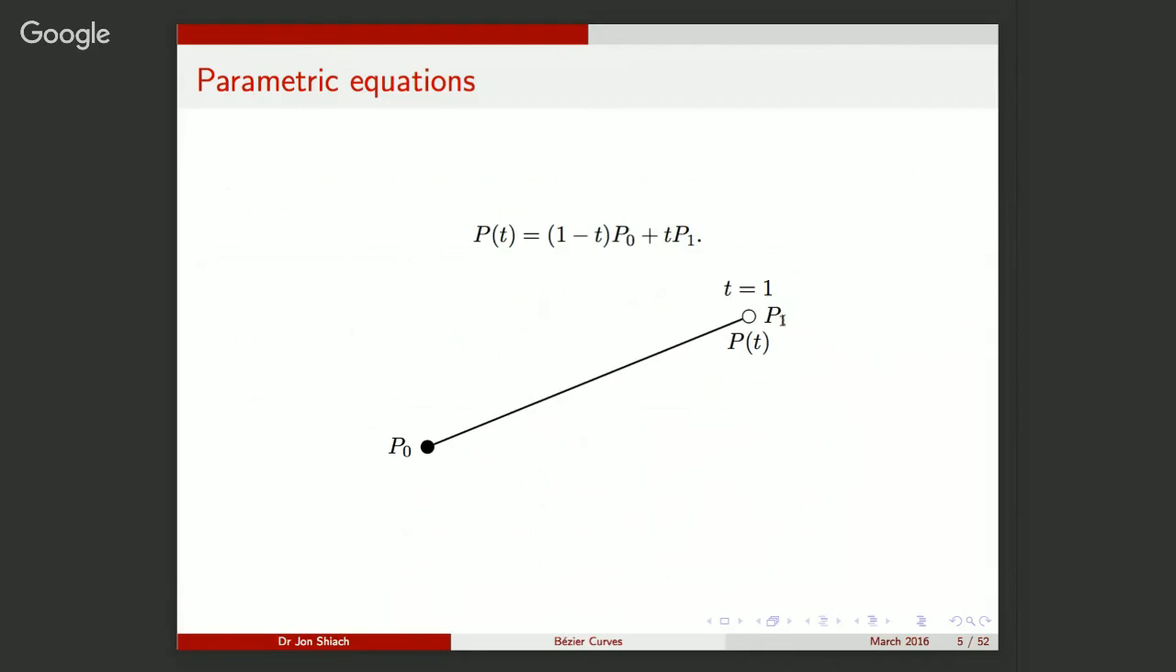If you can understand that, that's really the key to Bezier curves. We've got another bit of algebra thrown in, but that's the sort of key to a Bezier curve.